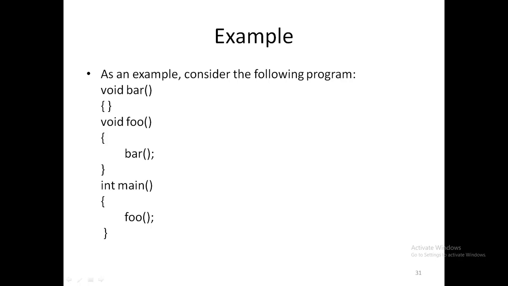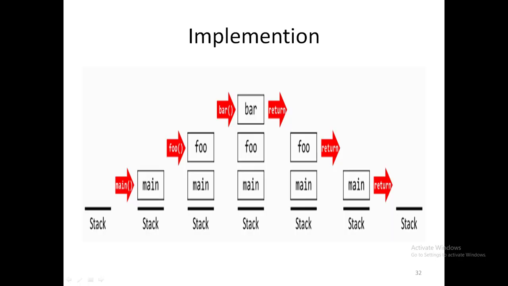For example, bar is a separate function. Inside foo we are calling bar, and inside main we are calling foo. So first main is in the stack, then foo, and then bar. If bar returns, it returns to foo. If foo returns, it returns to main. So this is the stack operation. First is main, then foo, and next bar. If bar returns, we have foo and main only. If foo returns, we have main only. These are all the implementations.